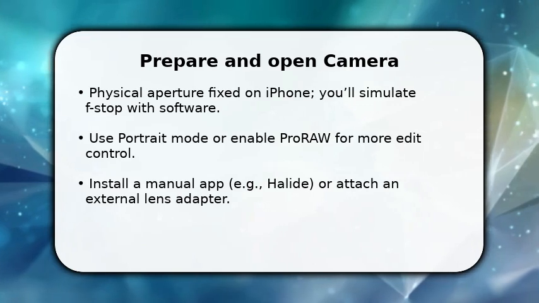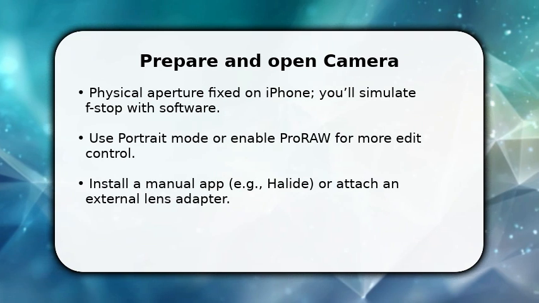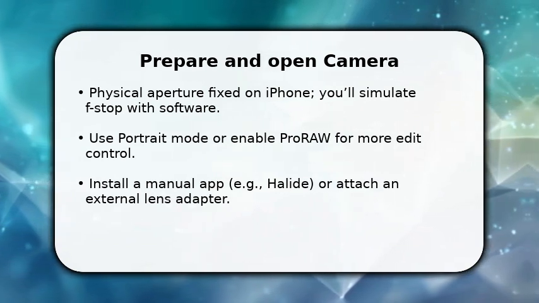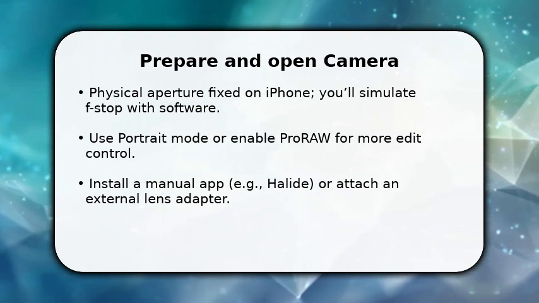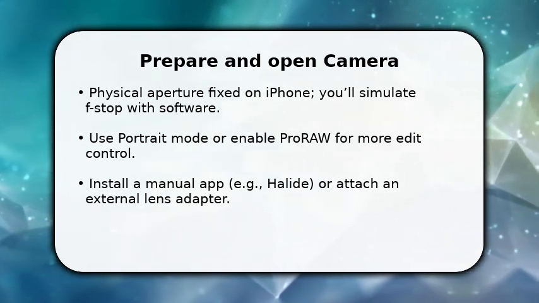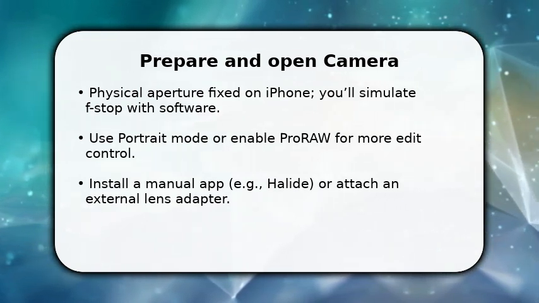Enjoy the video. You're aiming to change the apparent f-stop, not a physical iris. First, open camera and choose portrait mode for depth control or launch a manual app like Halide. Once done, set Pro RAW if you want maximum latitude for edits. This preserves data for later depth and blur adjustments.